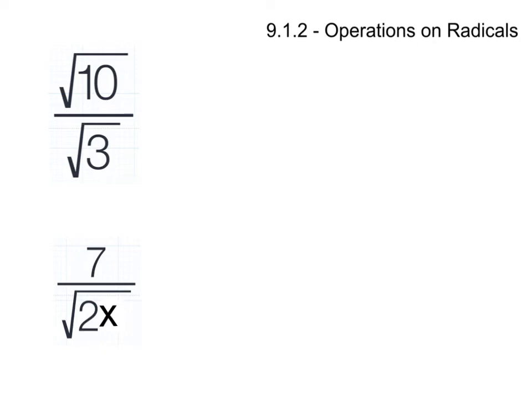Section 9.1, Part 2, Operations on Radicals. Today we're going to look at some radical expressions that are not simplified, but can't be simplified using the techniques we talked about in the previous lesson. For example, the first one is the square root of 10 over the square root of 3. Now this is not simplified because I have a radical in my denominator.